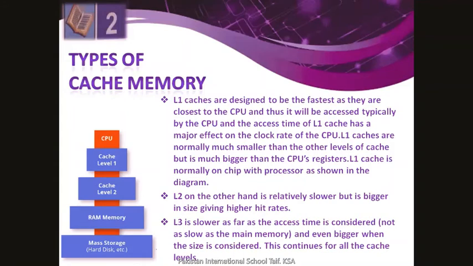Level 2 cache, on the other hand, is relatively slower but bigger in size, giving a higher hit rate. So it is bigger and slower. Level 3 is slower as far as the access time is considered, and even bigger when the size is considered. This continues for all the cache levels. So here we have a level 1 cache, level 2 cache, and here the level 3 cache. Level 2 cache sometimes can be near the level 1 cache and inside the CPU.